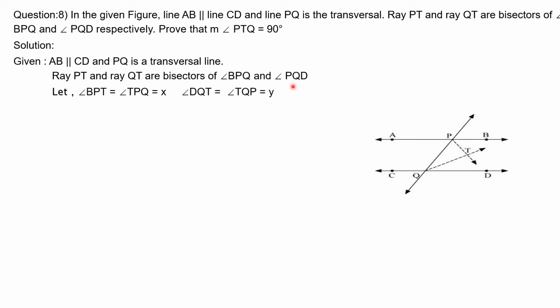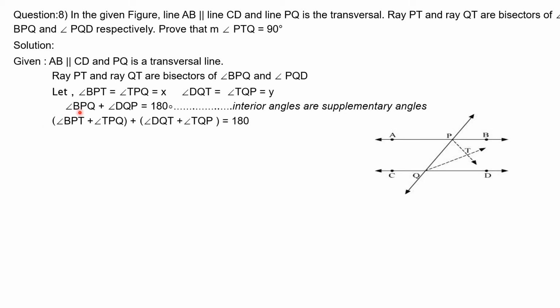Then let angle BPT and angle TPQ be equal to x. Both angles are the same because ray PT is the bisector of BPQ. Then ray QT is the bisector of angle PQD. So DQT and TQP are equal to y. Then angle BPQ plus angle DQP is equal to 180 degrees. These interior angles are supplementary angles.